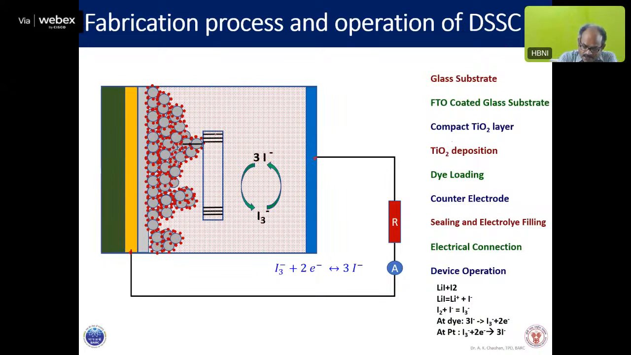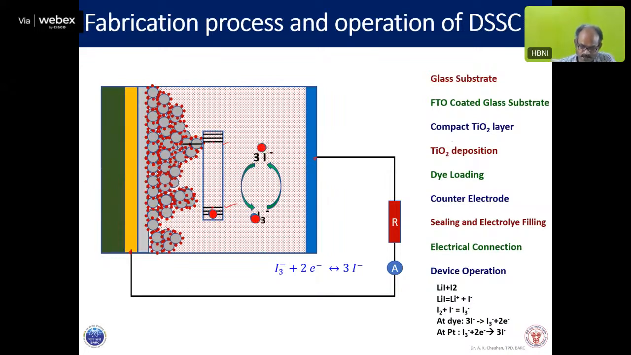Now, the energy level of the dye I have just drawn like this. So there are three different levels. This will be your LUMO, this will be your LUMO, this will be your HOMO. So suppose light falls, what will happen? An electron will be excited from this level to this level. Let us see what happens.